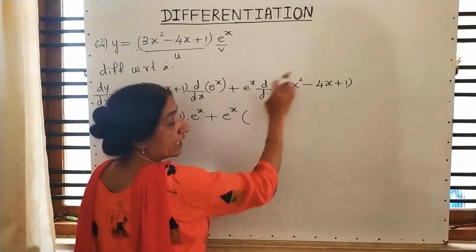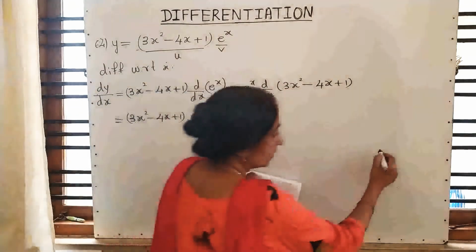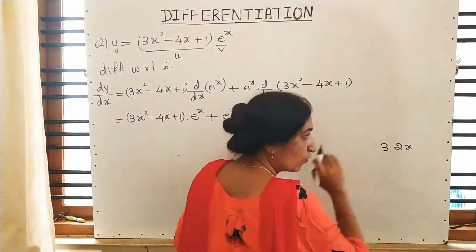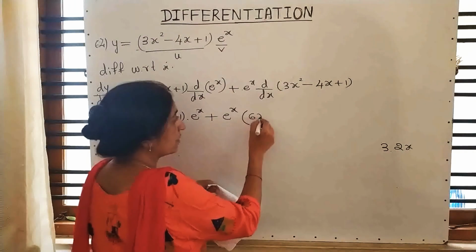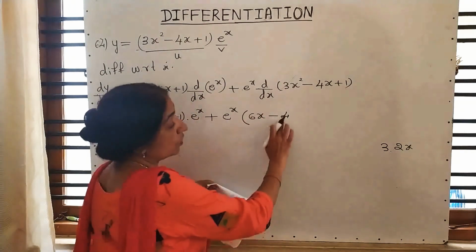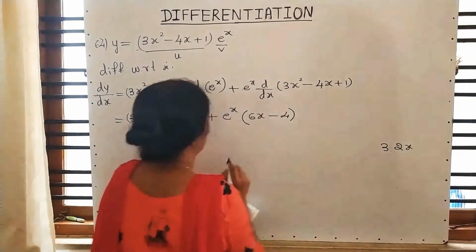You know how to write directly, 3 as it is. Differentiation of x square is 2x here. 3 into differentiation of x square is 2x. Can you multiply or what? Yes, directly you can write 6x minus 4. Differentiation of x is 1. 4 into 1 is 4. That's why I am writing 4. And differentiation of 1 is 0.